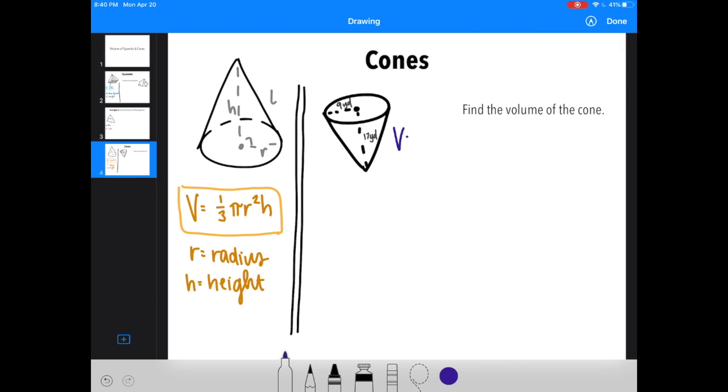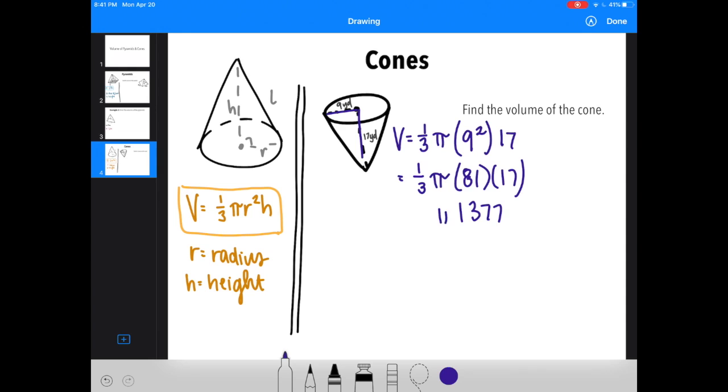All right, so here in this example, I'm trying to find the volume of this cone. In order to do so, I'm going to multiply 1/3 times pi times 9 squared, my radius, and my height is 17, all right? So 1/3 pi times 81 times 17. 81 times 17 gives me 1,377. I'm going to divide that by 3, which gives me 459 pi. If I was writing in terms of pi, that would be my final answer.